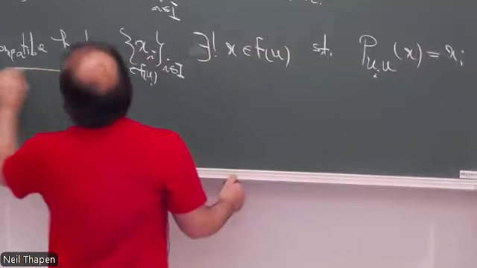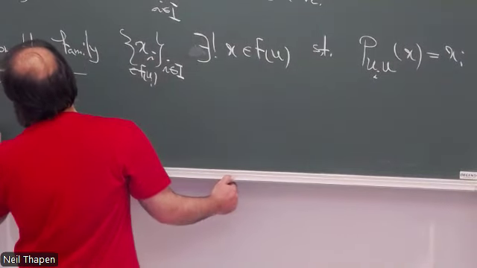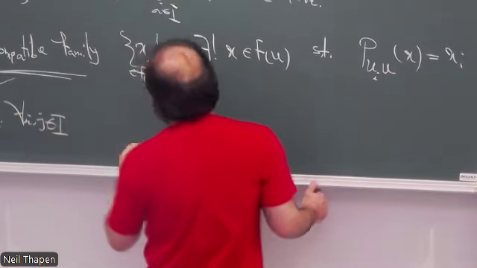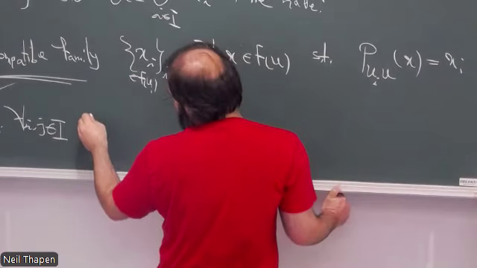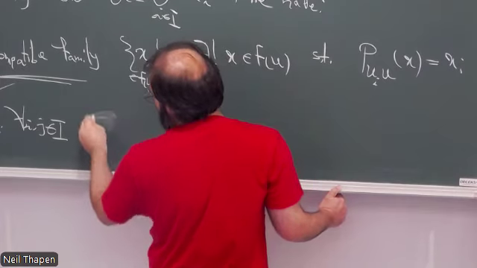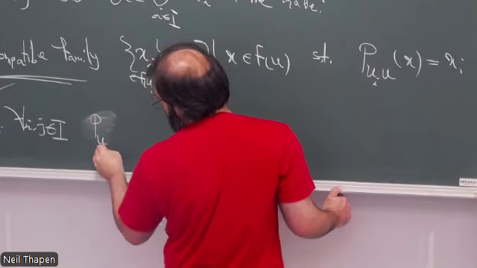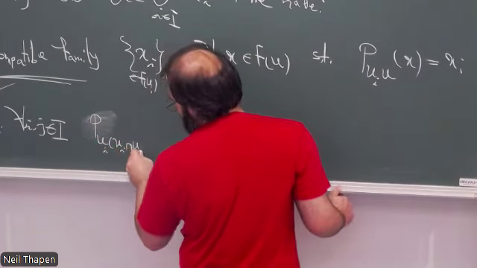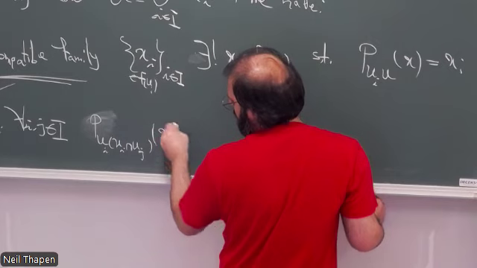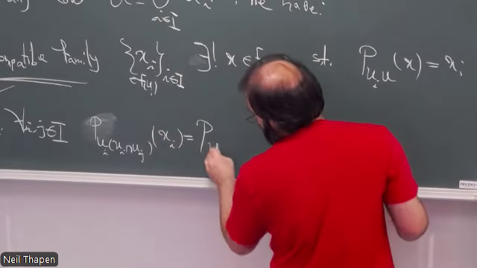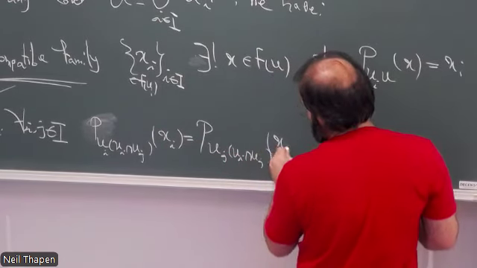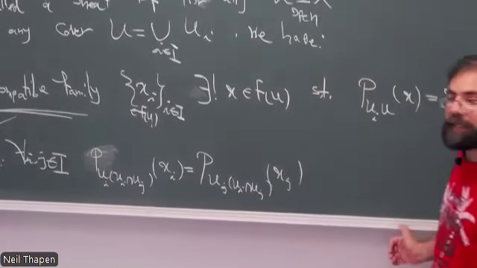What is a compatible family? This is the definition. The family is compatible if for any i and j in I, rho from U_i to U_i intersection U_j of x_i equals rho from U_j to U_i intersection U_j of x_j. What is this?